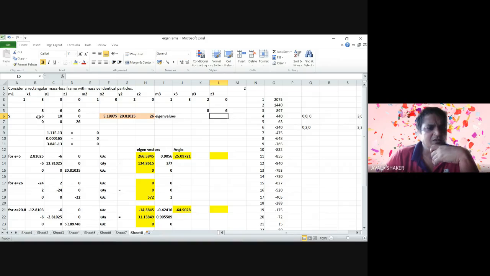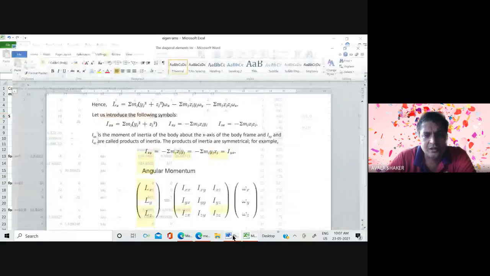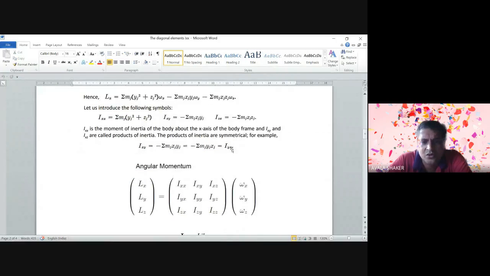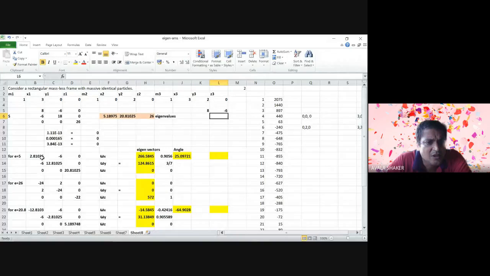The elements work out to be 8, minus 6. You can see that this also works out. This is Ixy and this is Iyx, and they're equal. So from this equation also, Ixy will be equal to Iyx. This is one part of solving this.